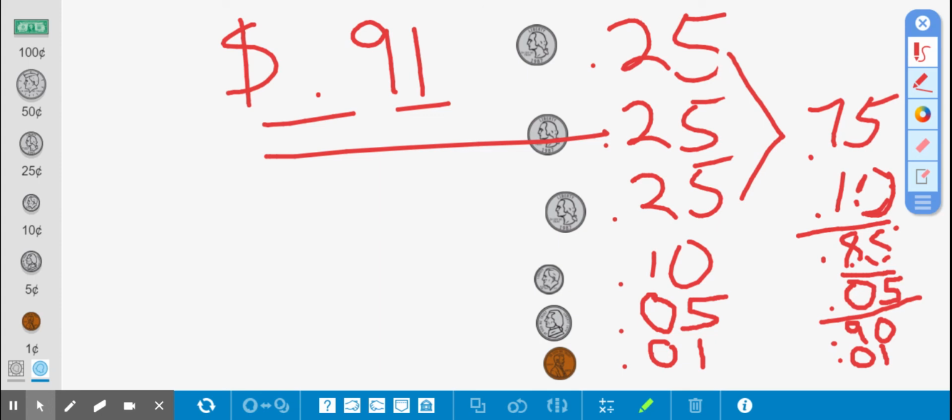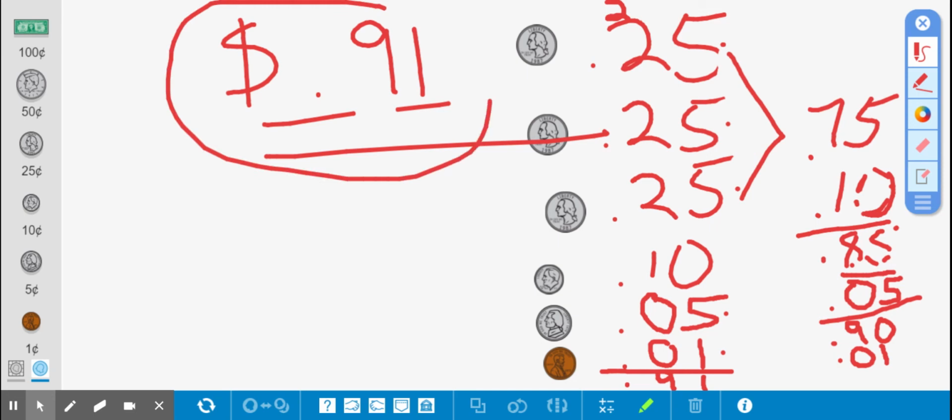And to double check this, we can say 5, 10, 15, 20, 21. This is how we do the algorithm. We write the ones directly under that column. We carry the tens from that because we can't have larger than nines. Now we're looking at tenths. This is 2 tenths plus 2 tenths is 4 tenths, 6 tenths, 8 tenths, 9 tenths. And there you go. We have 91 cents.